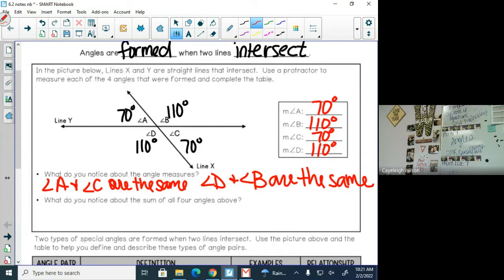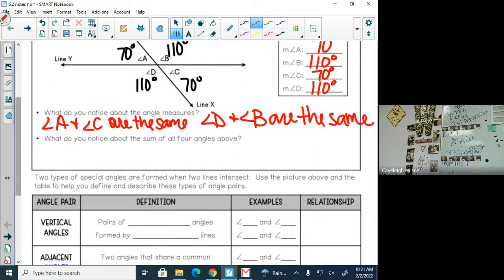All right, and then it says, what do you notice about the sum? What does sum mean? Add. What do you notice about the sum of all four of the angles? They add up to 360. So all four of the angles add up to 360 degrees.